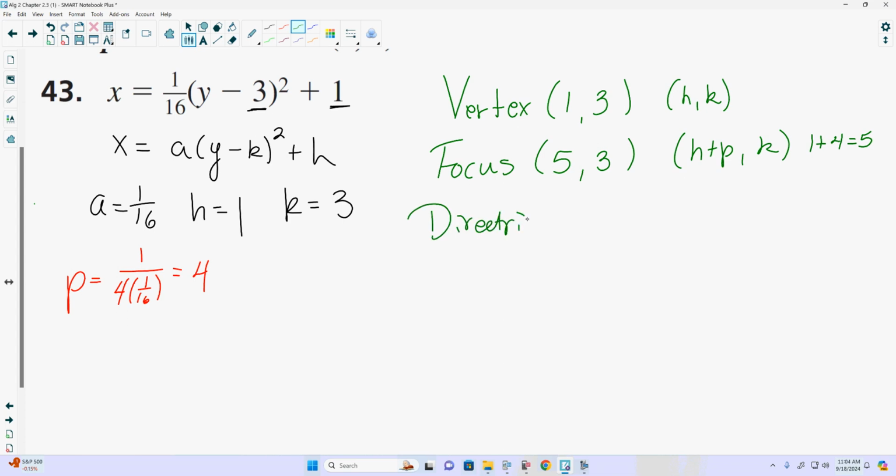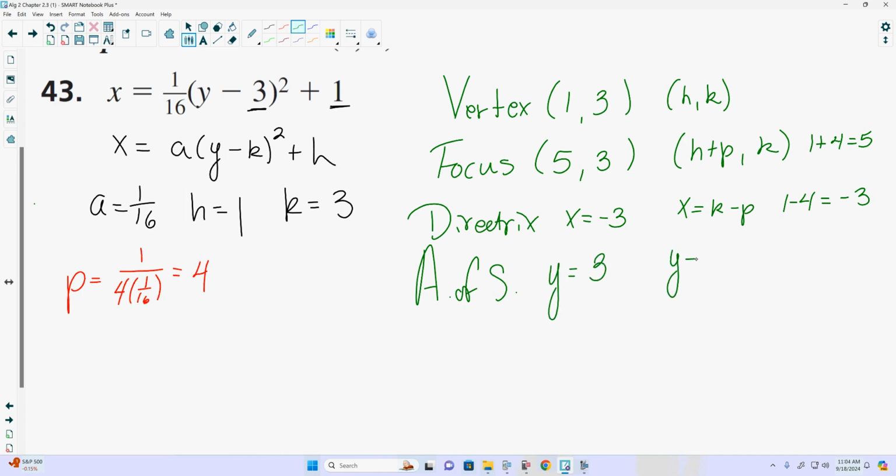Do the directrix. x equals k minus p. So it'd be 1 minus 4, which is -3. And lastly, axis of symmetry. y is equal to k. And that shouldn't have been a k. That should be an h. But it ended up being the same thing. I just put the wrong letter. Questions?